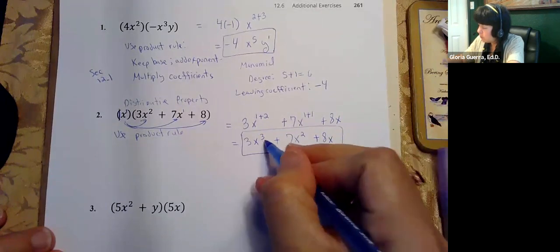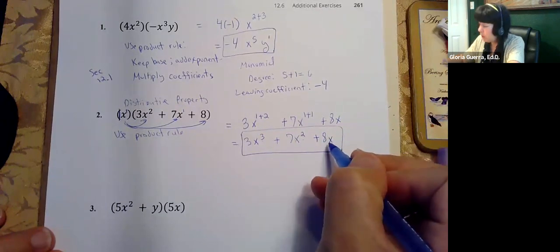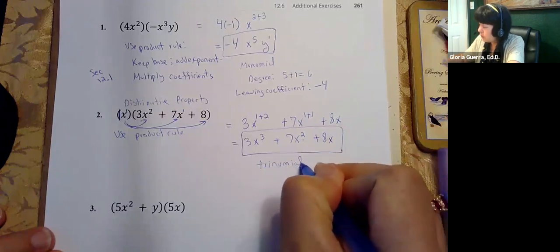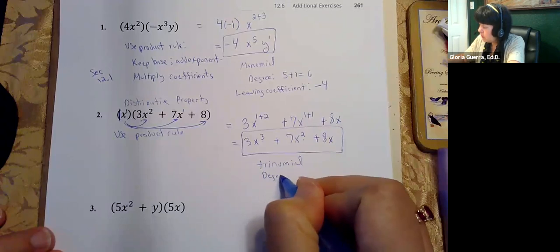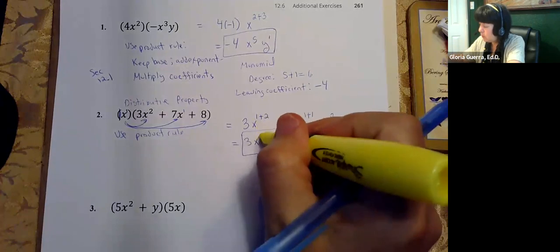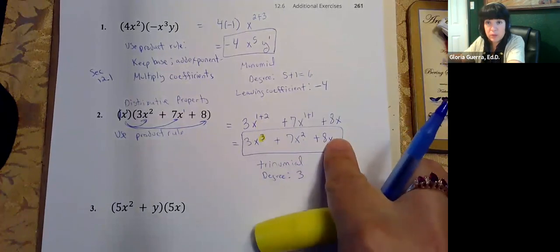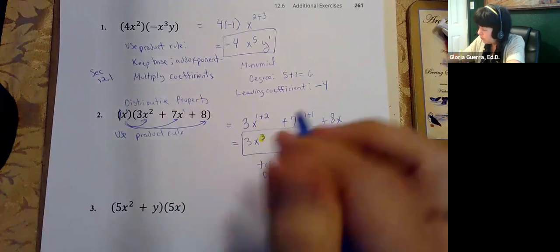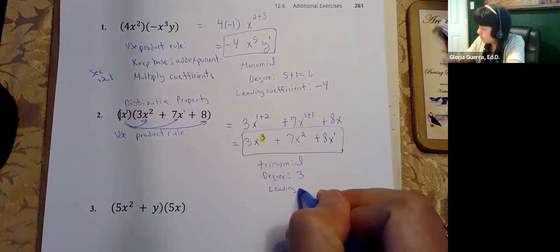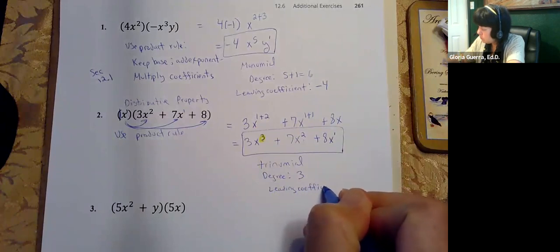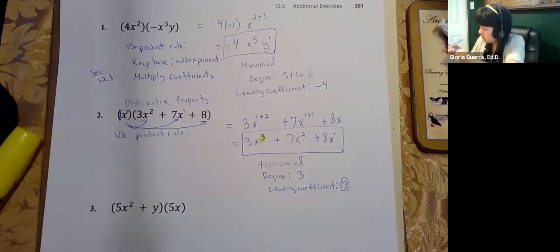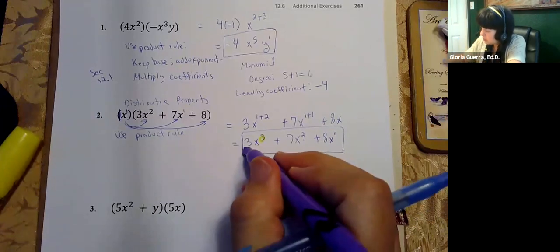That's cubed, squared, and then x to the first power. This is a trinomial. The degree is 3, because this 3 is bigger than this 2, bigger than that 1. It's a 1 there. And the leading coefficient is this 3, because of this right here.